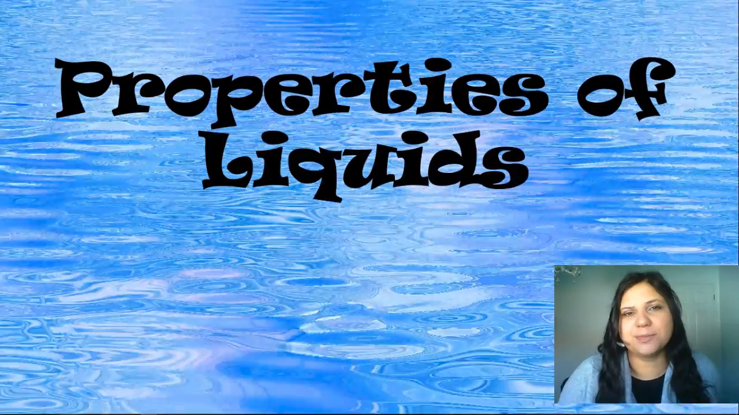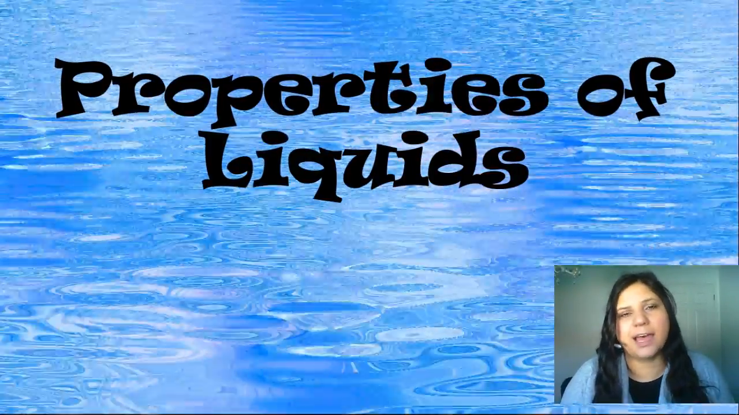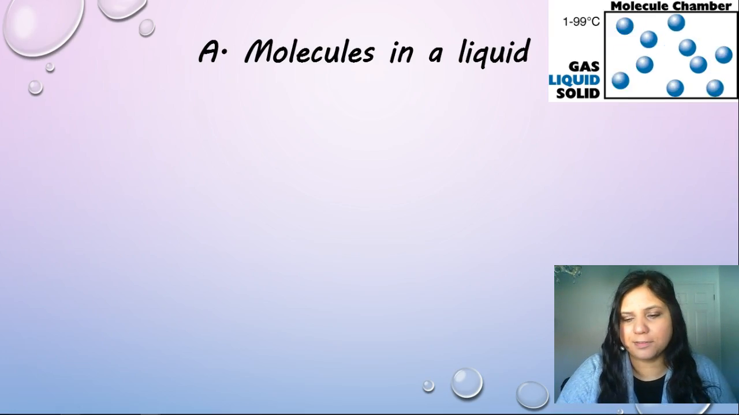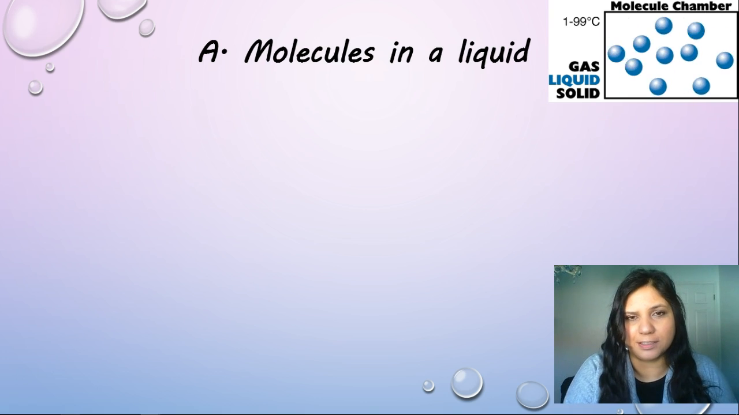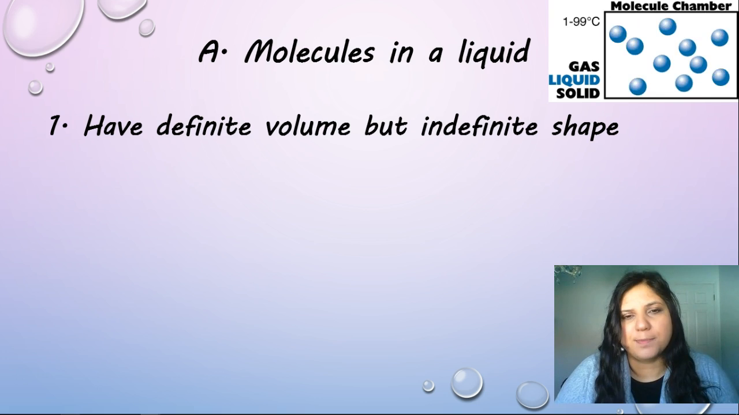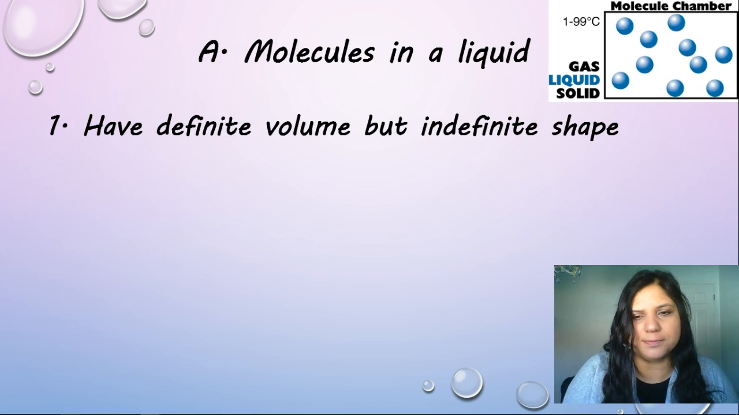Hi guys, now that we've talked about intermolecular forces, it's time to talk about the properties that liquids have because of their intermolecular forces. First, we'll talk about the molecules in a liquid, and just a reminder that they have a definite volume, meaning they'll always have the same volume. That's what definite means, but an indefinite shape. So they'll take the shape of the bottom of the container that they're in.